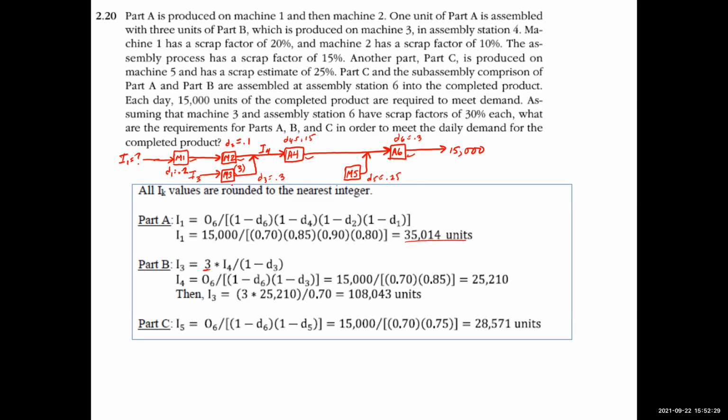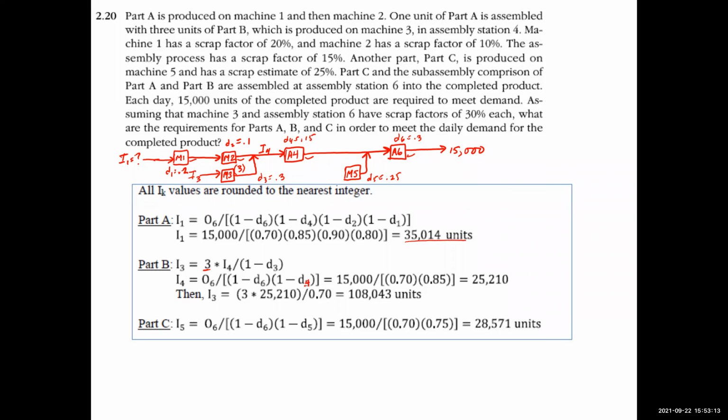This should be D4, sorry. So it's going to be O6 divided by the multiplication of 1 minus D6 times 1 minus D4. So D6 is 0.3, D4 is 0.15. So that's why we get 15 divided by 0.70 times 0.85. So that would be I4, 25,210.